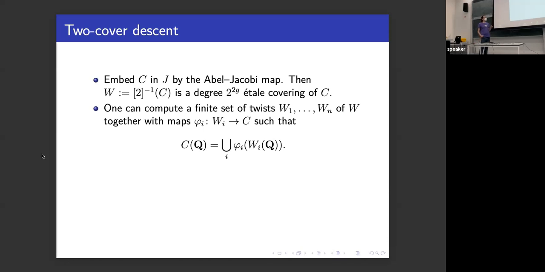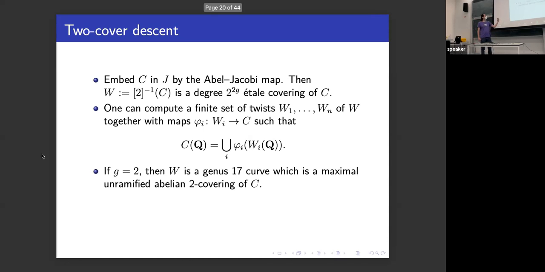And one can compute, and when I say one can compute here, I actually mean this is explicitly feasible to compute, at least in the cases we're going to be talking about here, a finite set of twists together with maps such that every rational point of the original curve comes from a rational point on one of the covering curves. And in the case of genus 2, this is a genus 17 curve, which is a maximal unramified abelian 2-covering of the original curve.